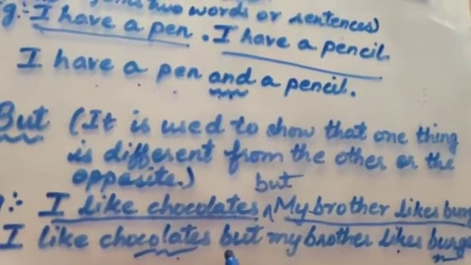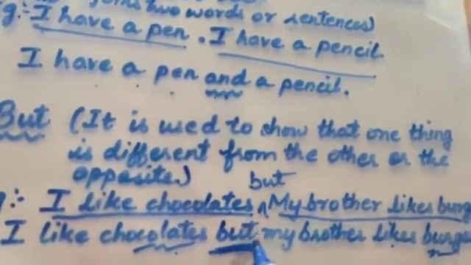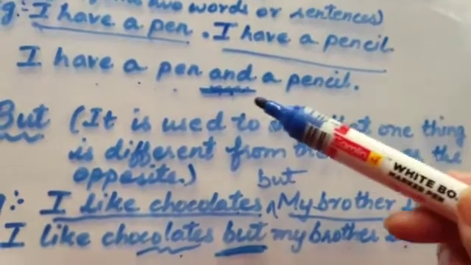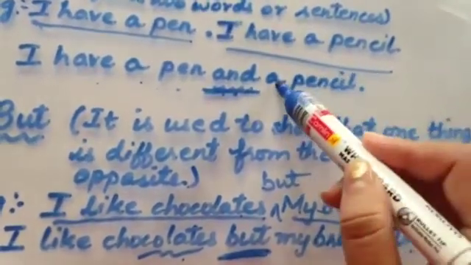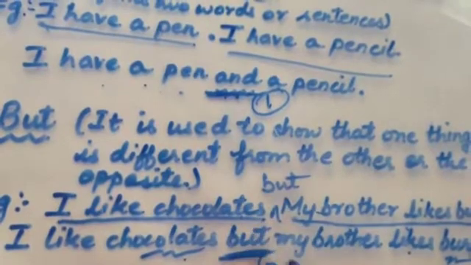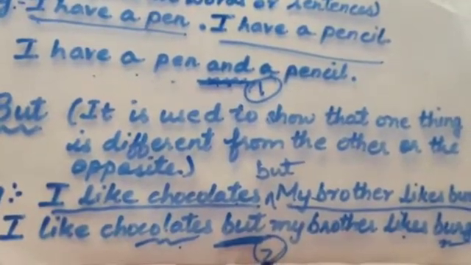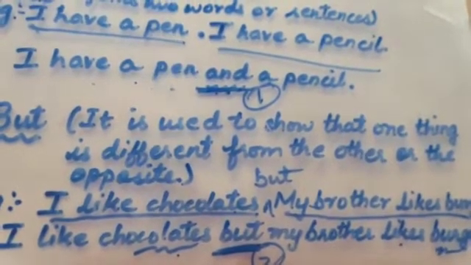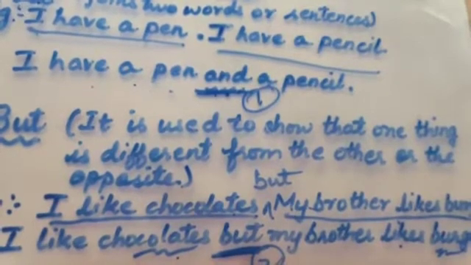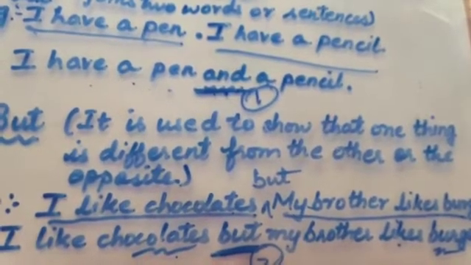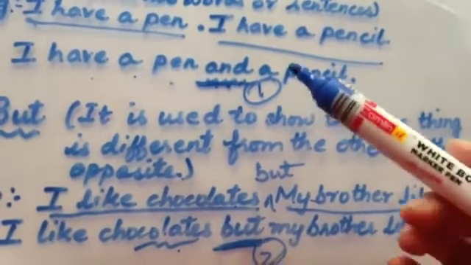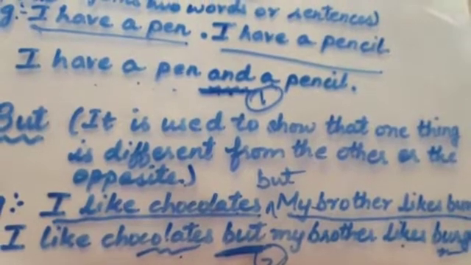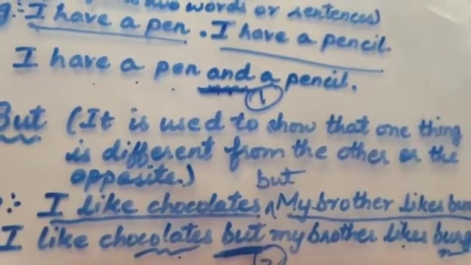Which joining word have we used here? But. And here? And. So these are the two joining words, number 1 and number 2, that we are going to learn how to use in this chapter. There are more joining words which we will learn in the upper or senior classes, but in your class we will learn these two and how to use them. We will do more exercises from the book to understand it better.